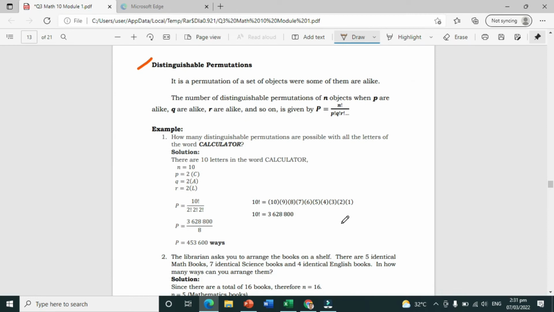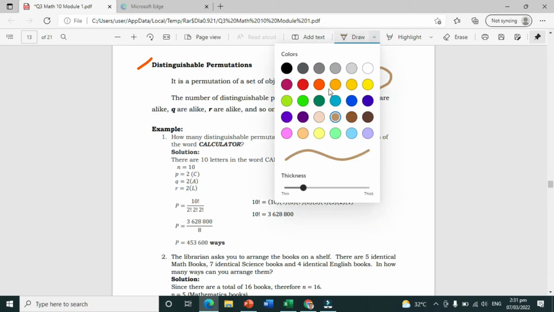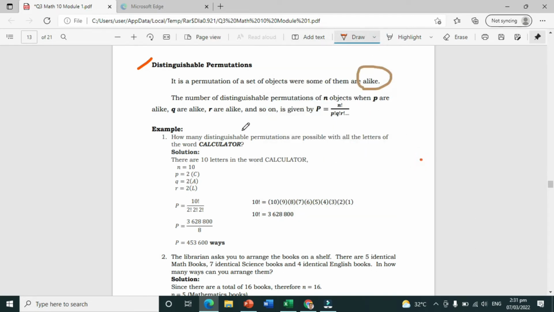Distinguishable permutation is a permutation of a set of objects where some of them are alike. When we say alike, some of them are the same. Okay? So, we'll just run through it. The number of distinguishable permutations of n objects when P are alike, Q are alike, R are alike, and so on is given by P equals n factorial over P factorial, Q factorial, R factorial. Example, how many distinguishable permutations are possible with all the letters of the word calculator?